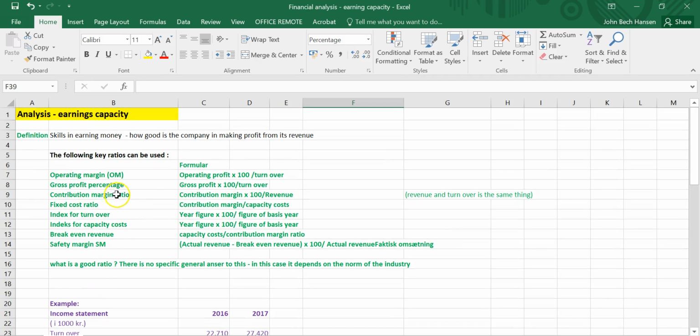And the contribution margin is, as I said before, where all variable costs have been deducted. And be aware that I use the terms turnover and revenue as being the same thing.